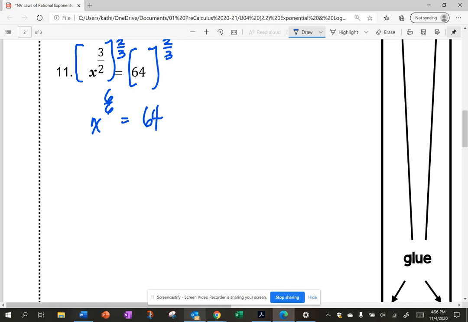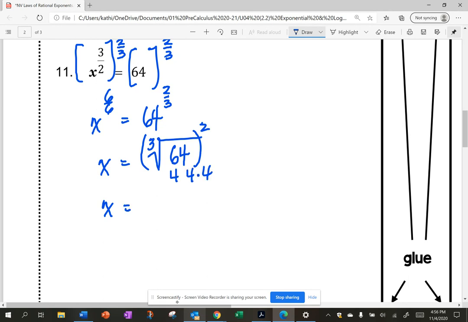So this is 64 to the 3/2 power. So now I have x equals, and I'm going to rewrite this where I put 64 under my radical. This is the cubed root. I want to square that. So I'm thinking about 64 as really 4 times 4 times 4, and I have a cubed root, so I'm taking that out in threes. So that is 4 squared, and 4 squared is 16.